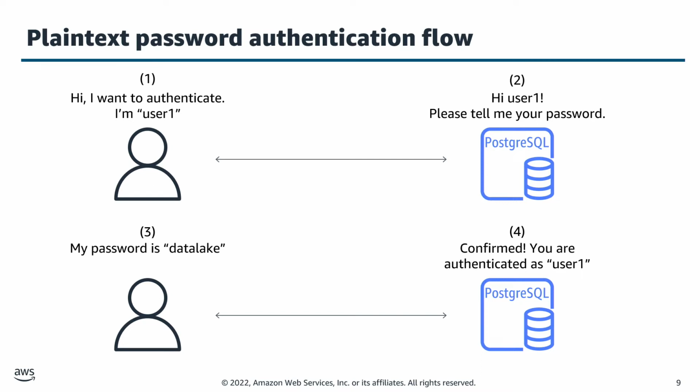So how does plain text password authentication work? Basically, as a user, I'm going to say, hey, I want to authenticate. Postgres is going to say, great, use the plain text method. Send me your password. If your password's data lake, it sends it over the wire as data lake, and Postgres will either confirm or deny it. It's a simple equals within the database.